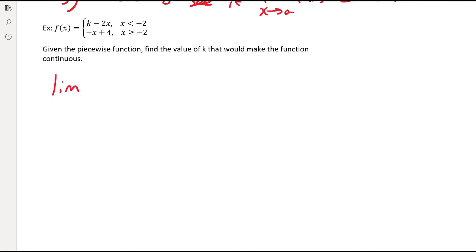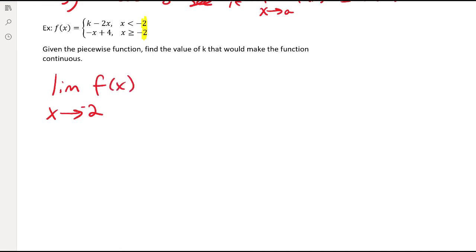So we're going to look at the limit. Well, actually, we'll just do it this way. We have the limit as x approaches 2, right? Because since the k minus 2x and negative x plus 4, those are linear functions, they're going to be continuous everywhere. The only part where this function could be discontinuous is going to be at that x equals a negative 2, right? So that's why I'm going to go ahead and base my limit off of approaching a negative 2. And I should make this a negative 2 here.